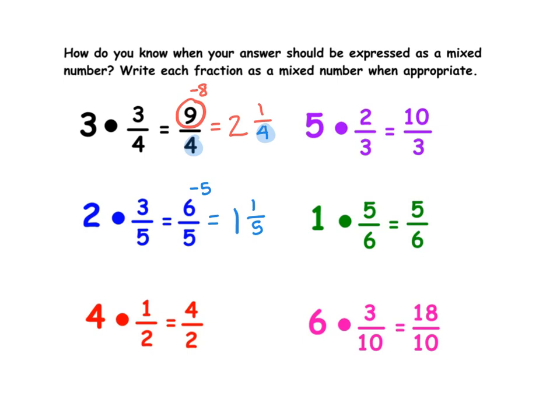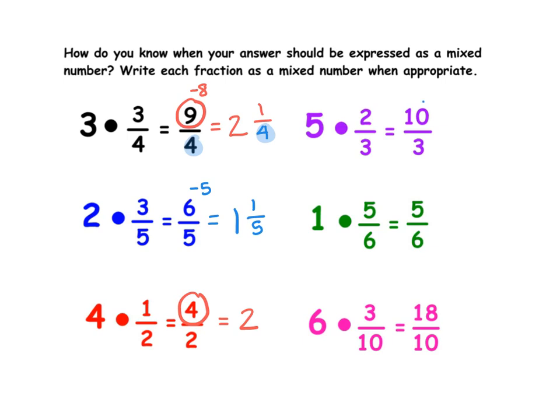Here I have 4 is greater than 2, however, it's not a mixed number because 2 divides evenly into 4 2 times. 2 times 2 is 4. So the answer is 2. 4 divided by 2 is 2. Let's look at this next one.